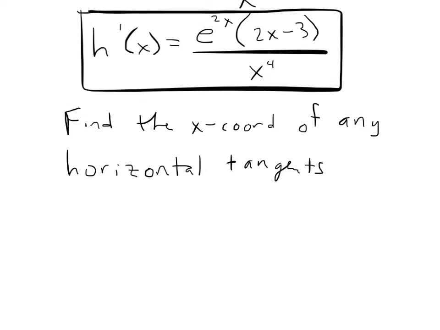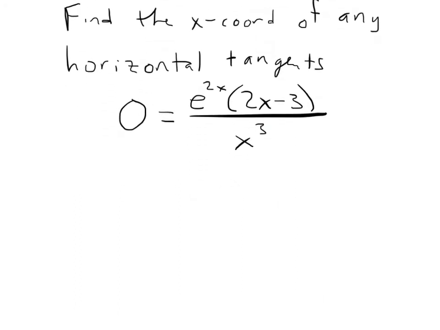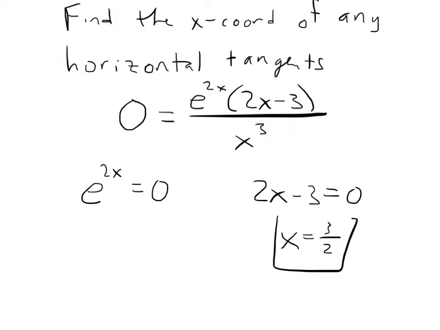I hope that you would remember that horizontal tangents happen when the derivative is equal to 0. So I would basically need to set the derivative that I just got equal to 0. But again, we've done this before. Hopefully remember that when you have a fraction equal to 0, it's just a matter of setting the numerator equal to 0. So you're just looking at where does e to the 2x equal 0, and then where does 2x minus 3 equal 0. Well, the one on the right is really easy. This is just x equals 3 halves. So there's one horizontal tangent.